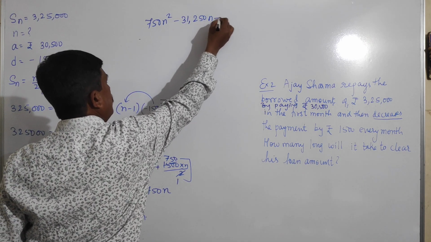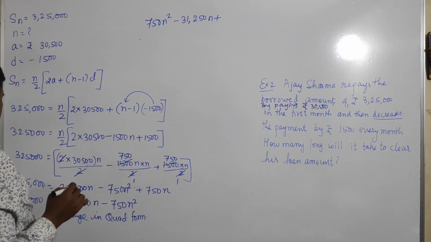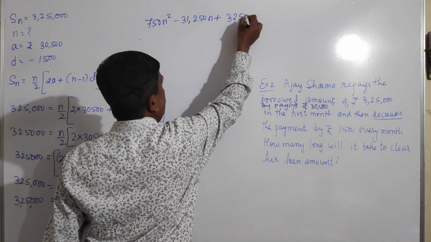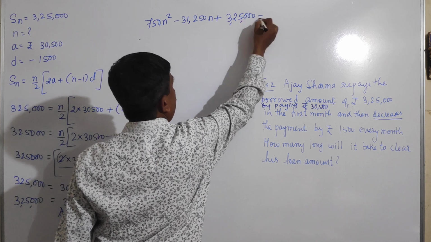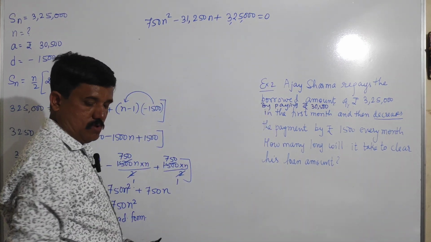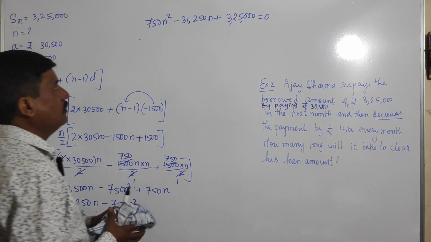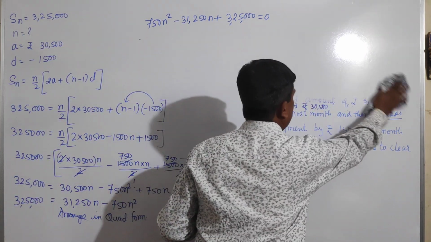31,250n plus 3,25,000. Okay, 3,25,000 is equal to 0. Okay, I will drop this question now. Okay.